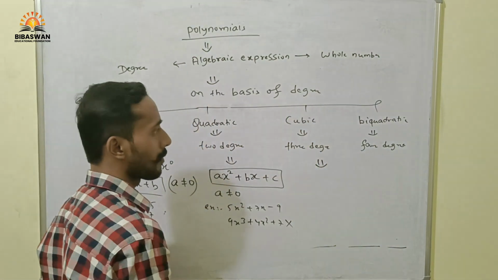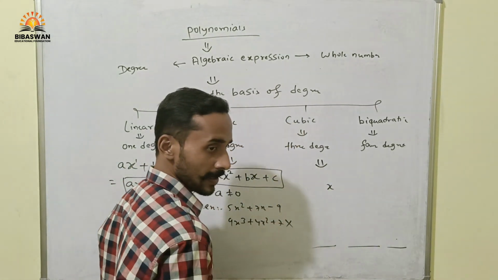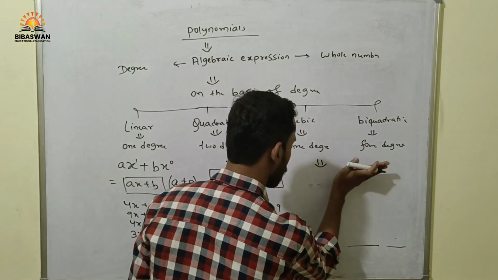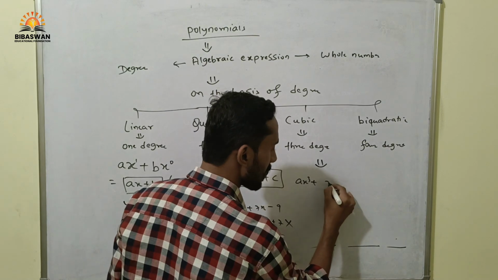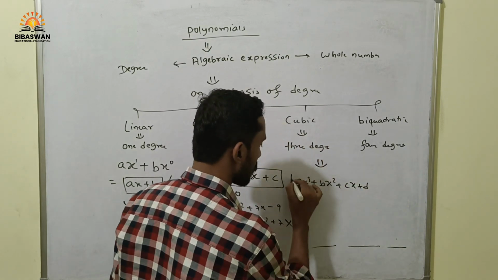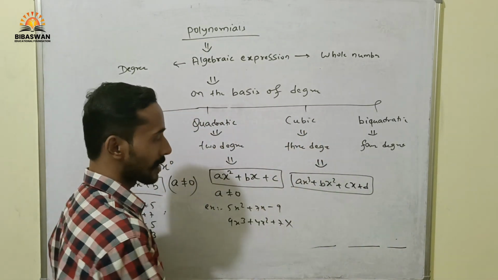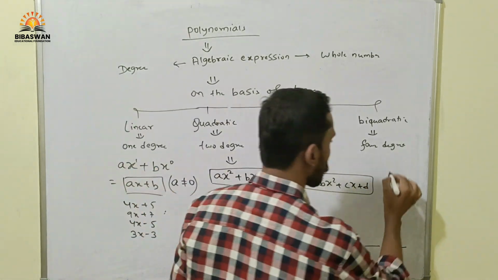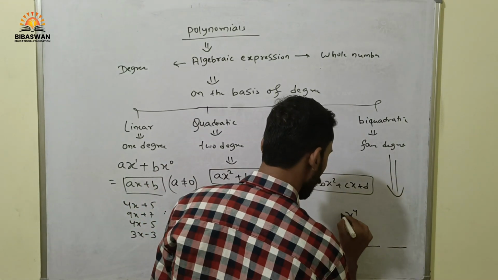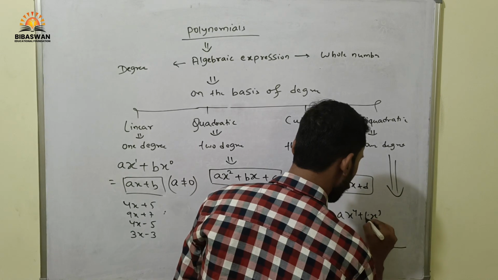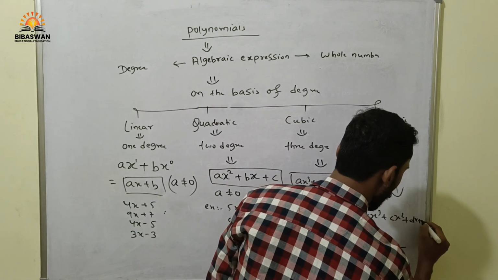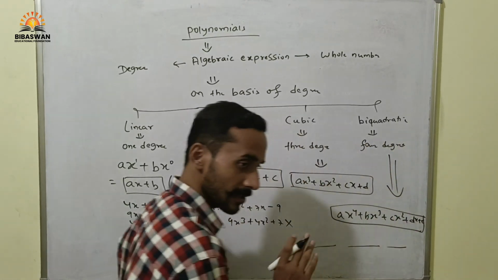Now you tell me the form of a cubic. The highest degree x cube with coefficient a, plus x square with b, x with c, and d. This is the form of a cubic. Understood? Maximum 4 terms, minimum 1. And you tell me the form for degree 4: x to the power 4, x to the power 3, x square, x. Understood? Or any doubt here?